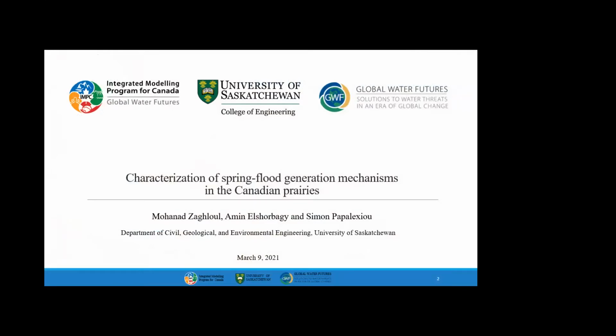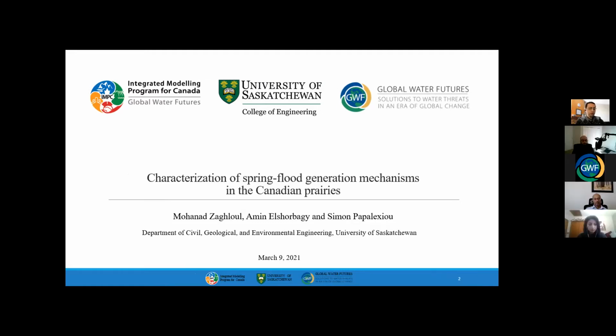As I live in Canada, specifically in the Canadian prairies, when I hear someone saying the spring is approaching, I start worrying about potential spring floods and flood damages that are about to happen. However, we could increase our chances to reduce flood damages and set efficient flood protection measures if we could learn from the past historical events how spring floods are generated. So in this webinar, I will present some of the ongoing research in the IMPC and GWF towards characterizing the various ways in which spring floods are generated in the Canadian prairies.